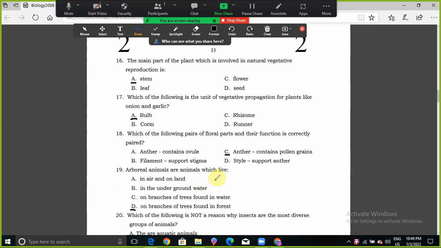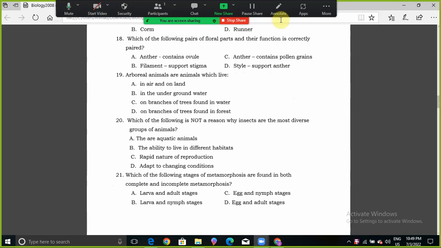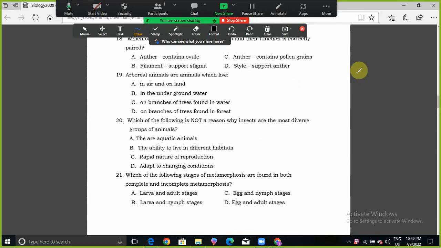Okay, now question number 20. Question number 20 says, which of the following is not a reason why insects are the most diverse groups of animals? They are aquatic animals, the ability to live in different habitats, rapid nature of reproduction, or adapt to changing conditions. The question says which is not a reason why insects are the most diverse groups of animals. The best answer for this one is A, that they are aquatic animals.